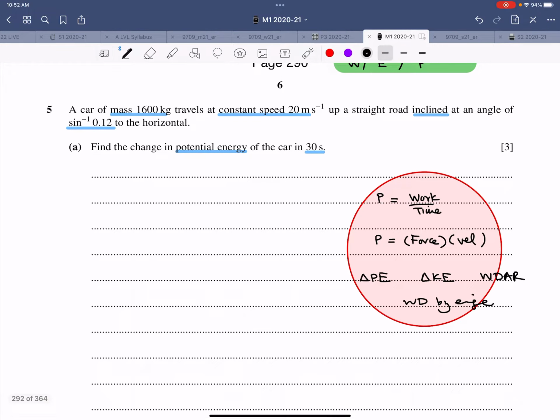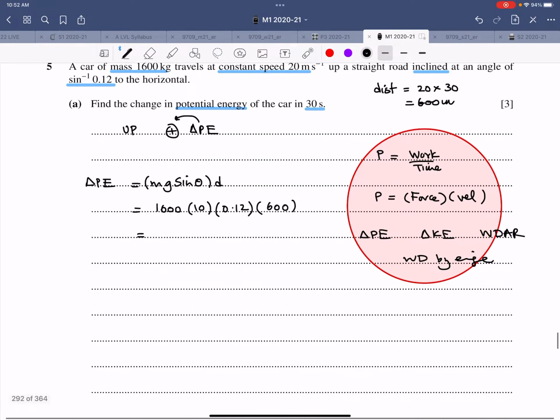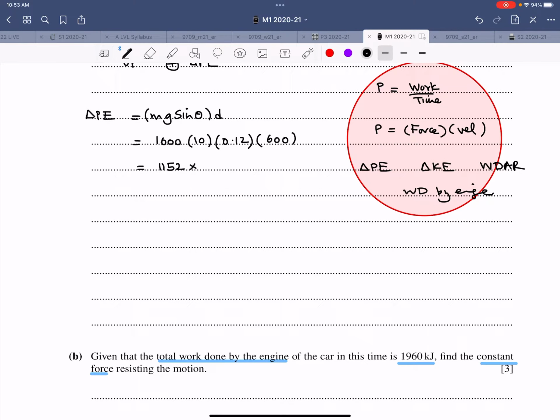First of all, they're asking find the change in potential energy of the car. So since it's going up, change in potential will be positive. That's the first thing. Change in potential is mg sine theta into distance along the plane. So m is 1600, g is 10, sine theta is 0.12, distance is basically constant velocity multiplied by time, that is 600. So this distance is 600, and that is the answer for this particular part, which comes out to be 1152 into 1000. I'm writing it deliberately like this.